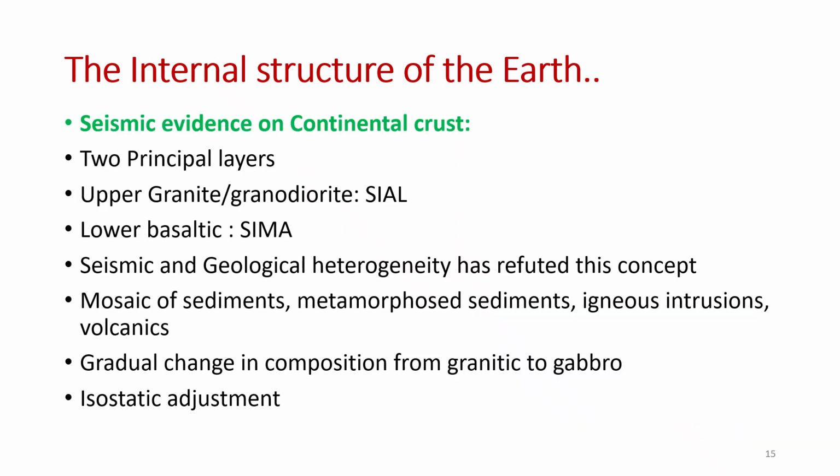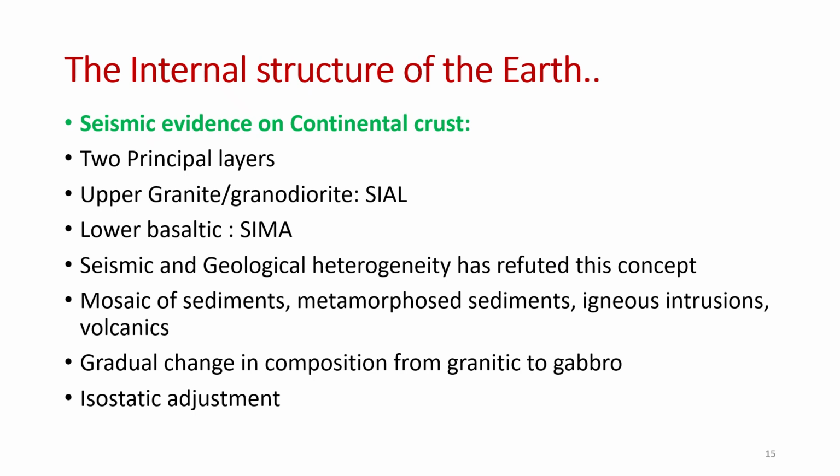The seismic evidence on the continental crust was interpreted as indicating two principal layers: an upper one of granite or granodiorite composition, corresponding to silica and alumina, known as SIAL, and a lower one corresponding to basaltic composition, also known as SIMA, which is rich in silica and magnesium. More refined seismic work, coupled with geological heterogeneity, has largely refuted this concept of crustal layering into SIAL and SIMA.